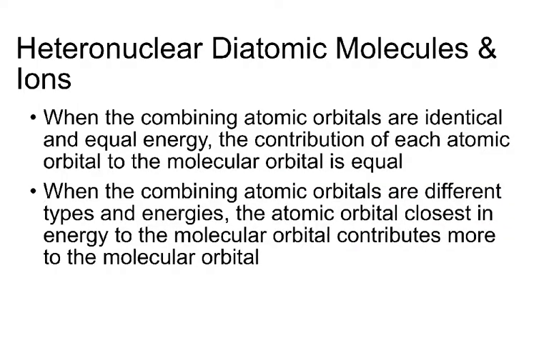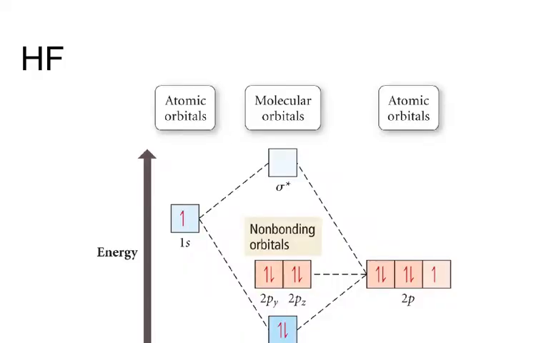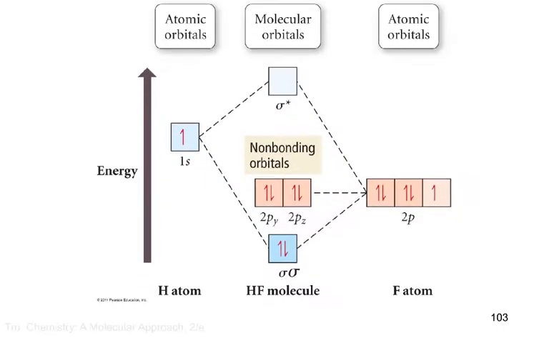All right. So what about if we have atoms that are not the same bonded together? When you're combining atomic orbitals of different energies, the atomic orbital closest in energy to the molecular orbital is going to contribute more. And the more electronegative the atom, the lower the energy. Then our non-bonding molecular orbitals are going to remain localized on the atom that's donating. So let's look at an example. I think that's far easier than talking through all of that.